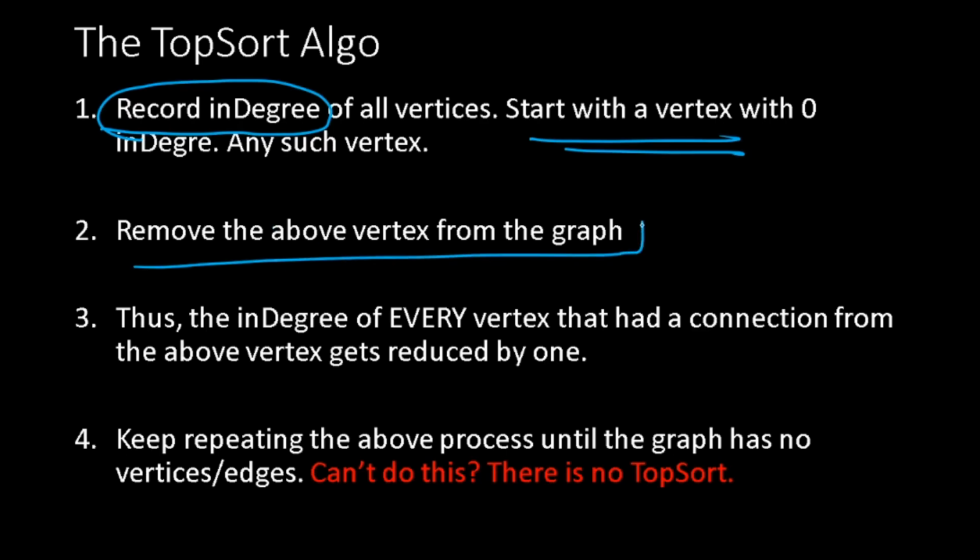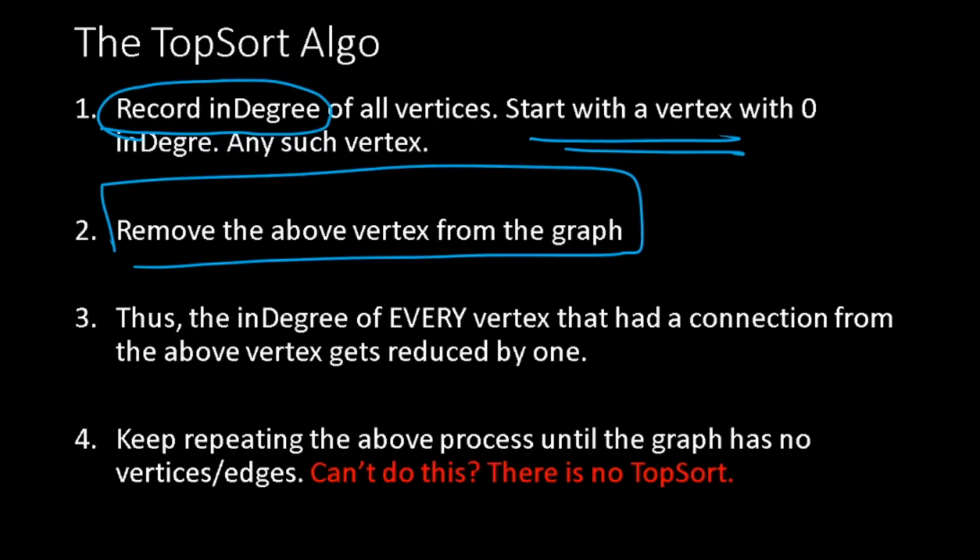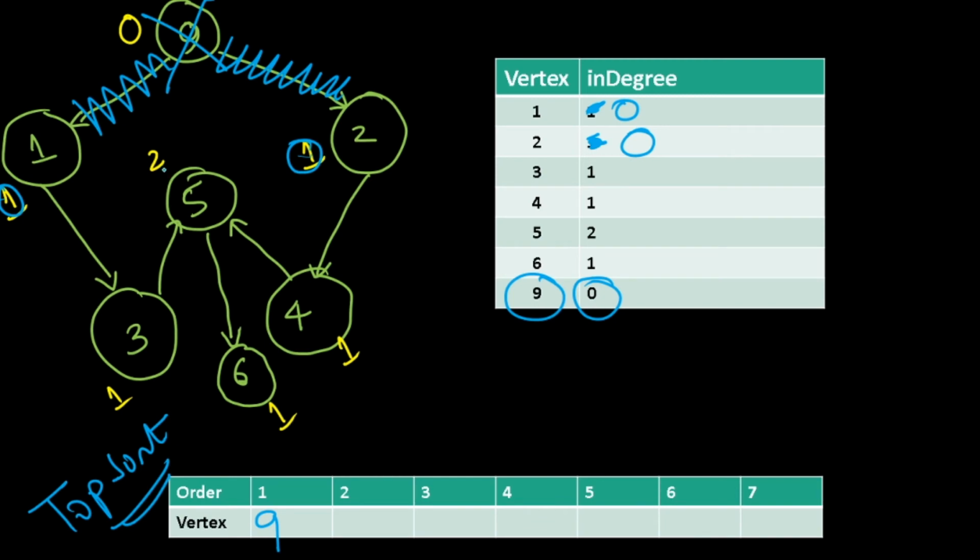Then we are asked to remove the vertex. Let us go ahead and remove 9. Removing 9 means removing these edges also. Once we do that, the in degree of 1 and 2 get reduced by 1. So the in degree of 1 becomes 0, the in degree of 2 also becomes 0. You have to keep repeating the above process until the graph has no vertices and edges. Okay, let's do that. So now let us process 1, eliminate it. The in degree of 3 becomes 0.